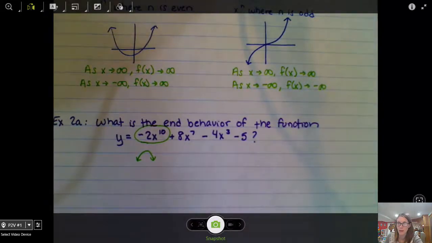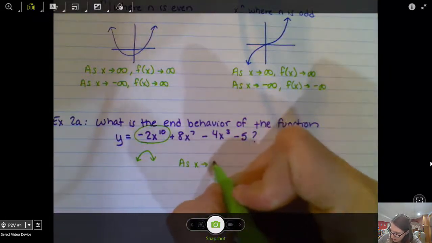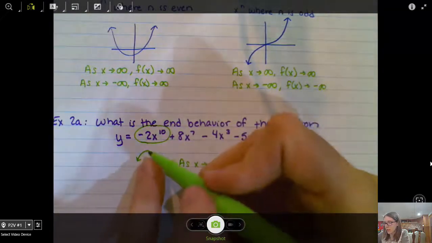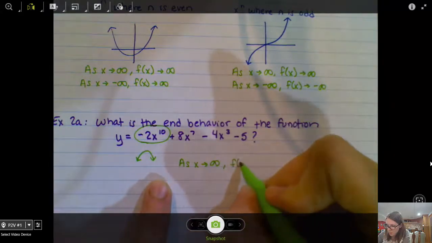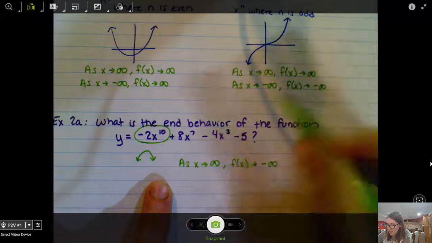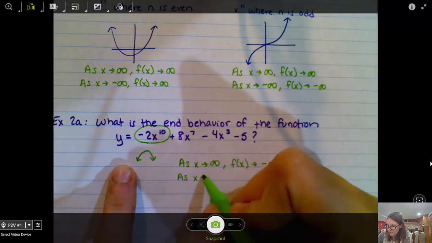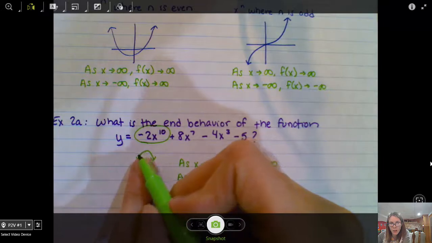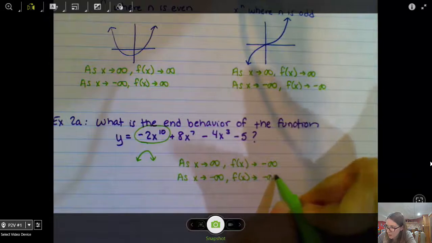So we write that end behavior by saying as x approaches infinity, the further and further to the right we go, what's our y value doing? Further to the right we go, our y value is going down. So f of x approaches negative infinity. The other way, as x approaches negative infinity, the further to the left we go, our y values are going down too. So f of x also approaches negative infinity here.